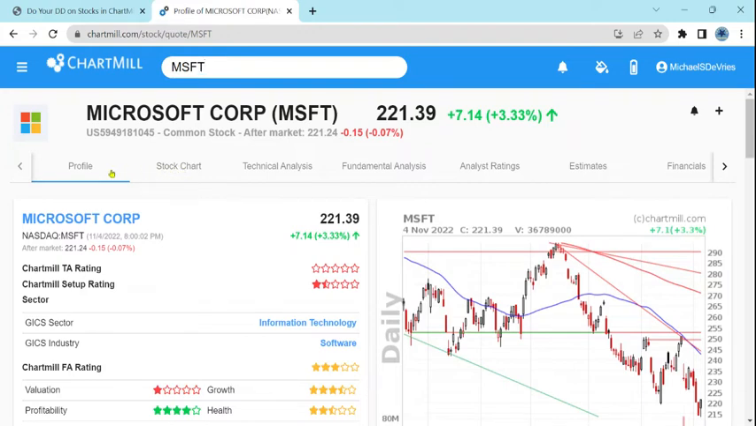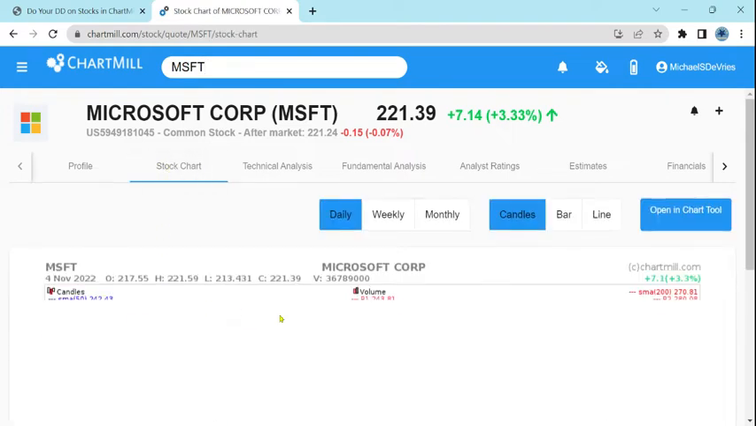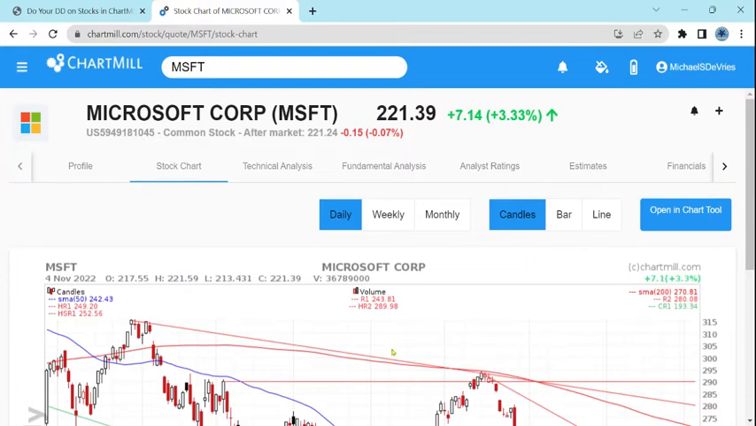So let's quickly review the tabs that are available, and then we'll dig into the information specifically that I look at when doing due diligence on a stock in ChartMill. So this is the Profile tab, and we'll dig into the details of each tab in a minute. Then there's the Stock Chart tab, which gives you the ability to look at a stock chart in detail with moving averages, support and resistance levels, etc. You can see I have a variety of selections of different types of charts, different time frames of charts, etc.